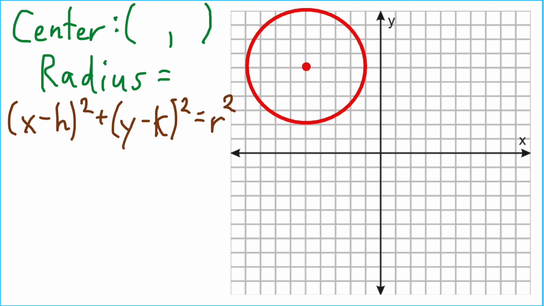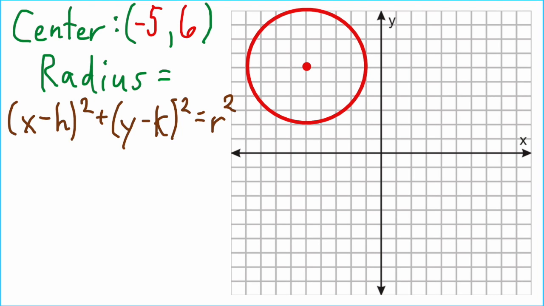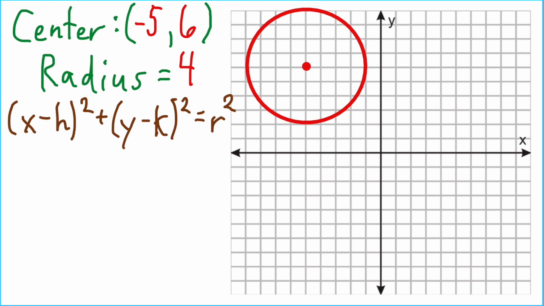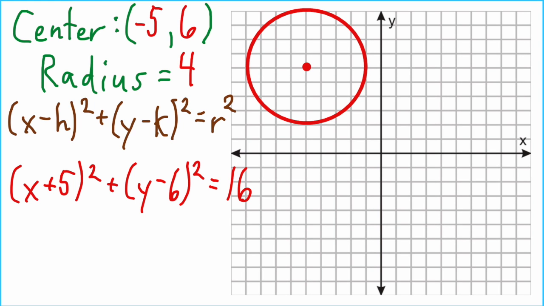All right, what if I give you the picture of the circle? Can you write down the center, the radius, and the equation? So this center is (-5, 6), and our radius is 4. So our equation is going to be (x + 5)² + (y - 6)² = 16.